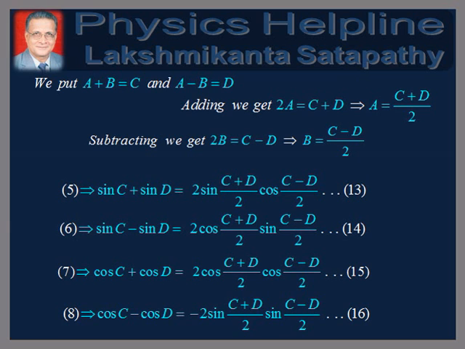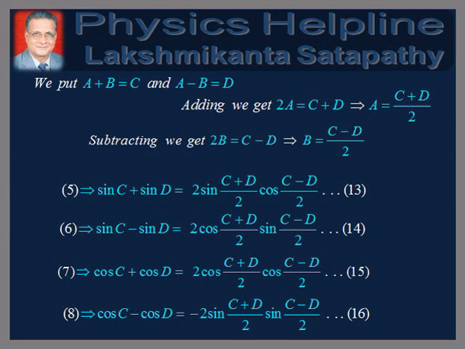Now, let us put A plus B is equal to C and A minus B is equal to D. Adding, we get 2A is equal to C plus D, which implies A is equal to (C plus D) by 2. Subtracting, we get 2B is equal to C minus D, which implies B is equal to (C minus D) by 2. Putting these values of A, B, A plus B and A minus B in equations 5, 6, 7 and 8, we get equations 13, 14, 15 and 16.